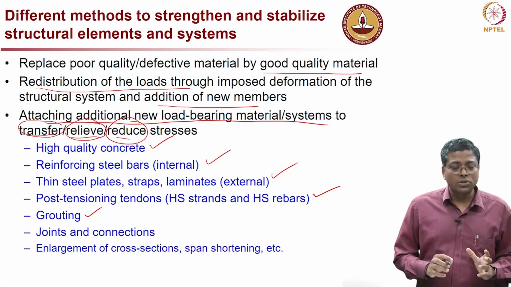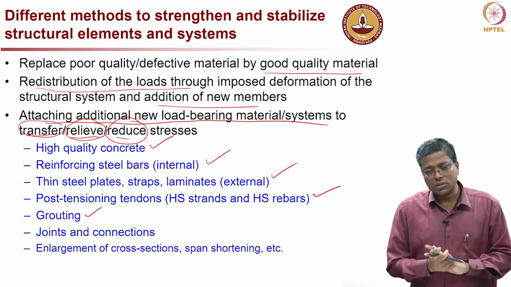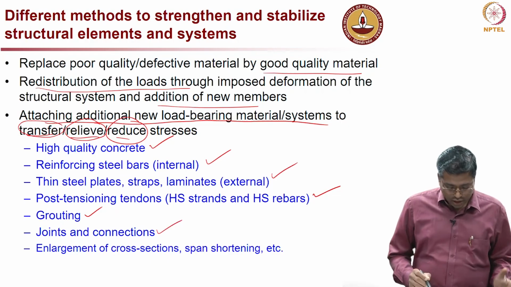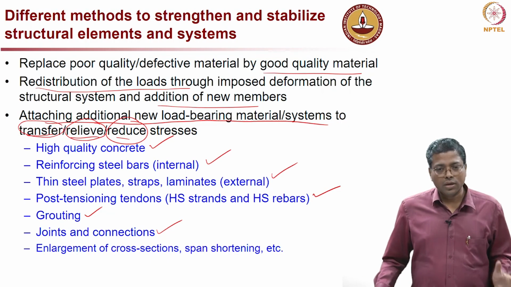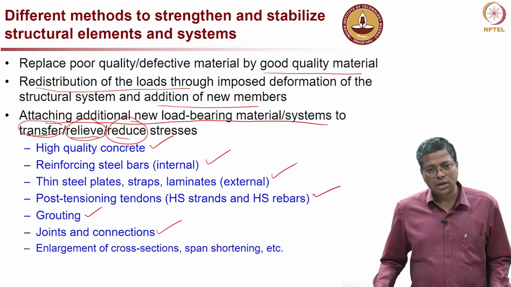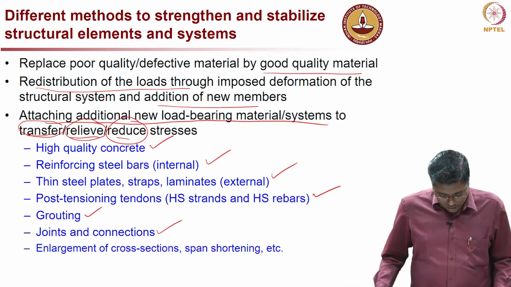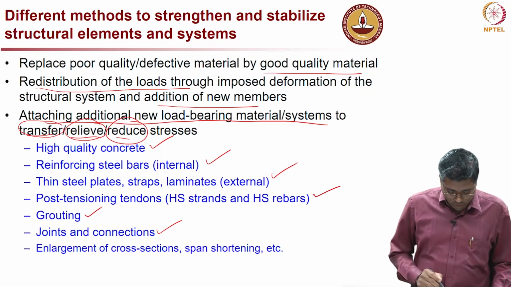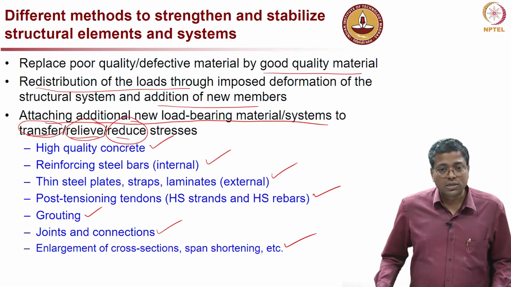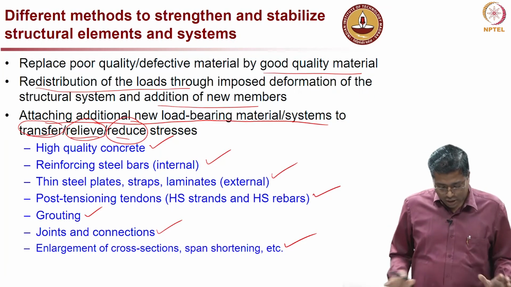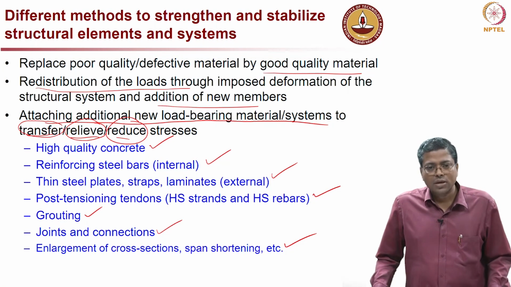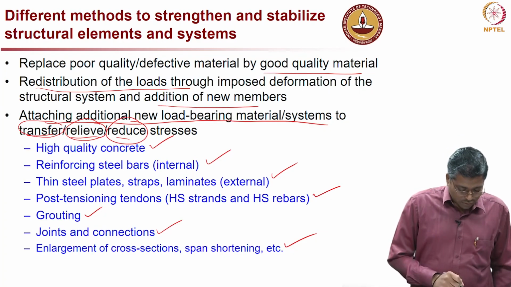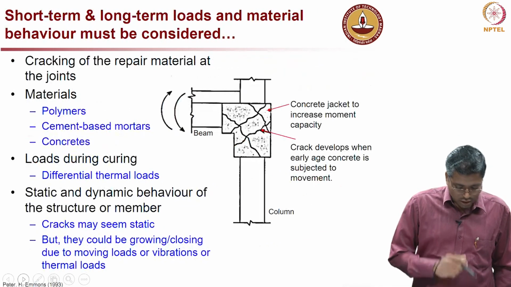And grouting is usually done to stabilize the structure, so that there is a proper load transfer. Okay. And then joints and connections also have to be proper, which will help in transferring the load in the way which we want, or sometimes to not transfer the load which we do not want. Now, enlargement of cross section and span shortening are different techniques by which we can control the stresses, and that way minimize the damage on the structures.